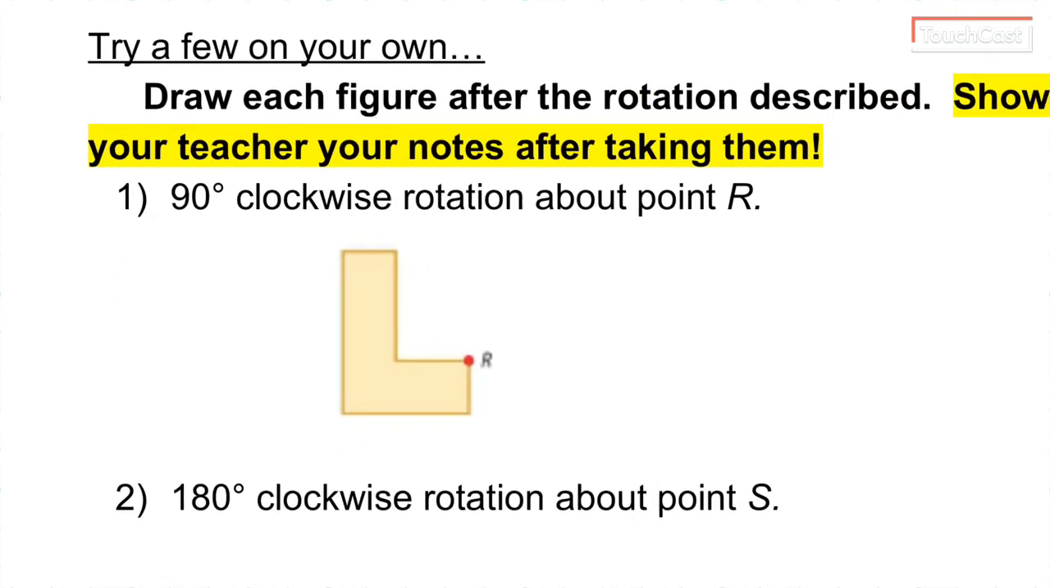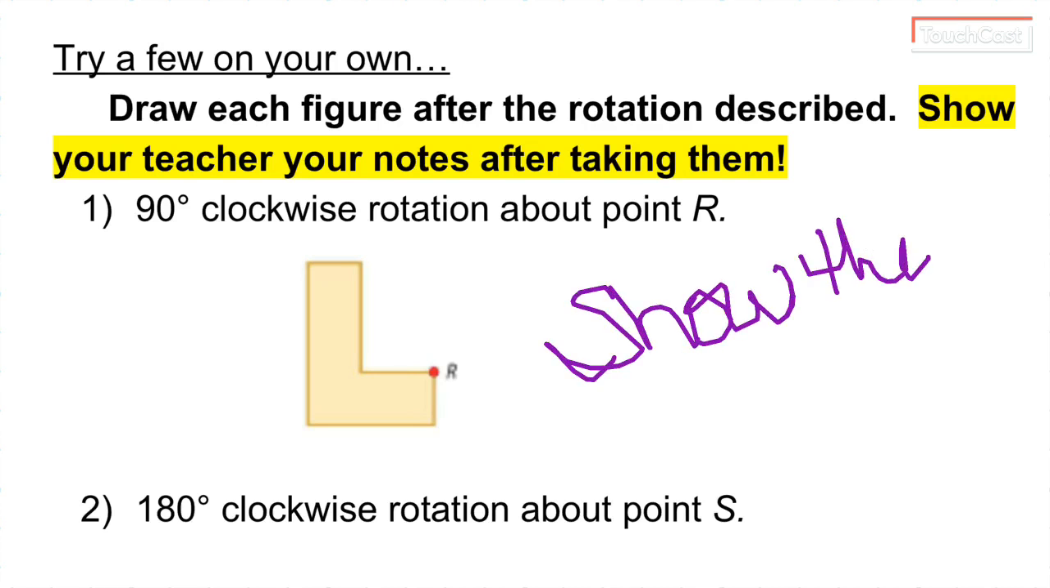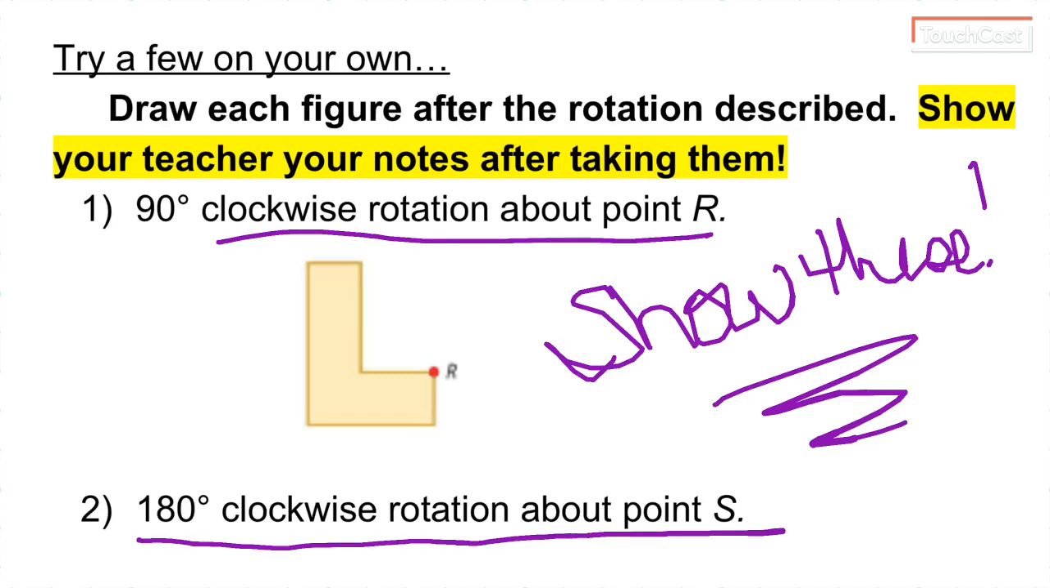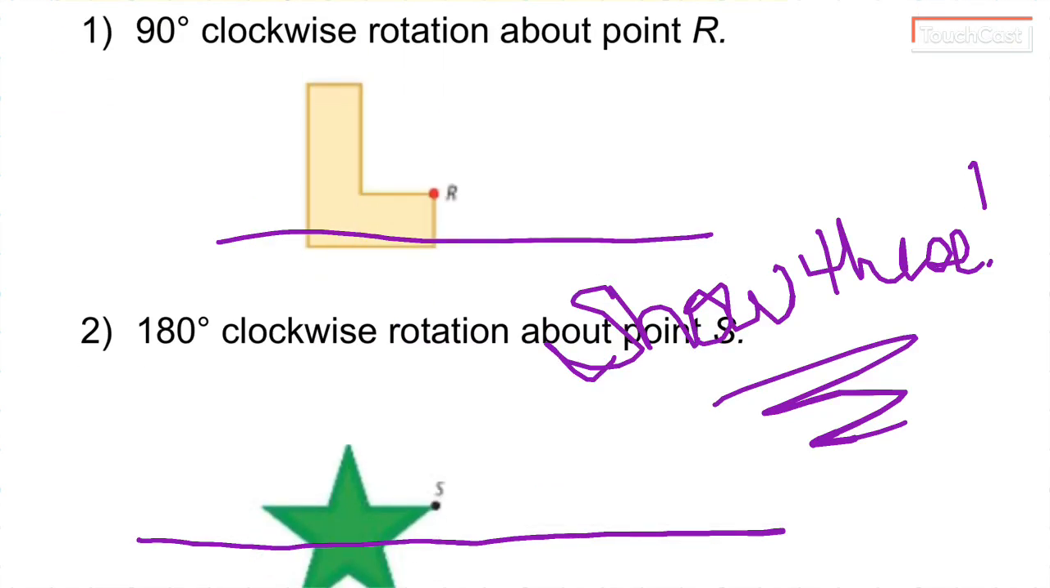Okay, so now I want you to try a few on your own. These you're going to need to show in your notes, okay? So please show me that you're paying close attention by realizing that you need to show these, okay? Draw each figure after the rotation described. A 90-degree clockwise rotation about point R, and then for the second one, a 180-degree clockwise rotation about point S, okay? Those are the ones, one is an L and one is a star.